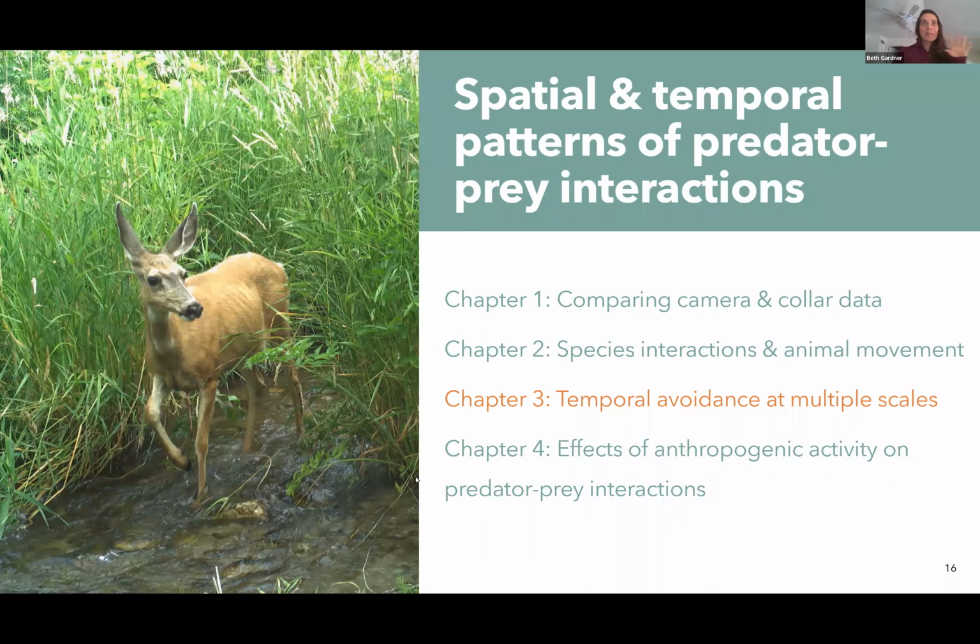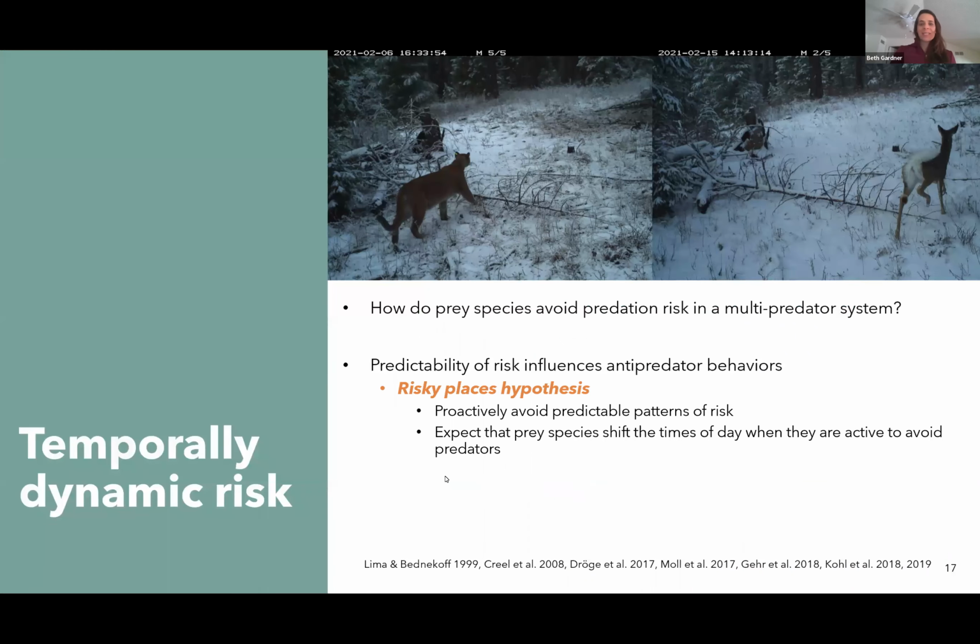Now I'm going to move on. That was pretty much spatial avoidance or interactions. Now I'm going to move on to temporal, and I want to go through this quickly. So the question here really is, how do prey species potentially avoid predation risk in this multi-predator system?